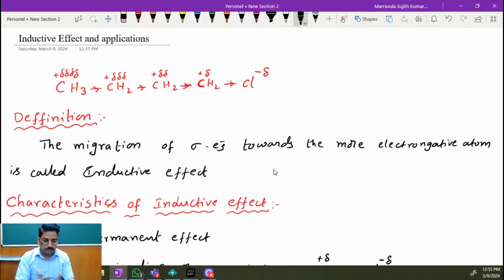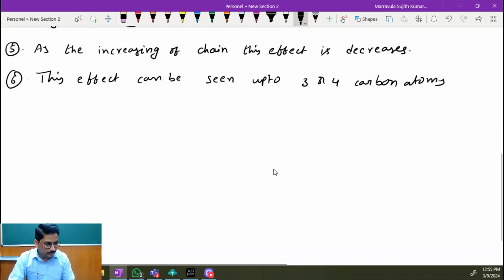If one more CH3 is there, it is a very negligible effect, and sometimes it cannot show also. In the maximum case only 3 atoms we can say, but a somewhat very small effect can happen on the 4th carbon also. So that is the meaning of these 6 characteristics.